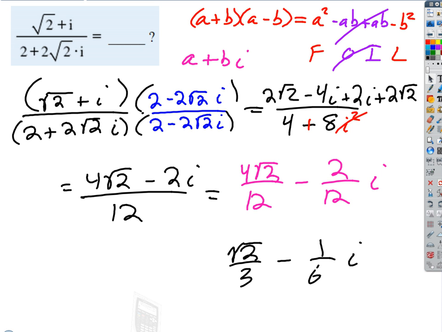If people were questioning how to do these, they're hard. Not really hard, they're just inconvenient. But you do them the same way you would do any other complex number quotient, right? We're just going to multiply top and bottom by the complex conjugate of the denominator. And remember why that works.